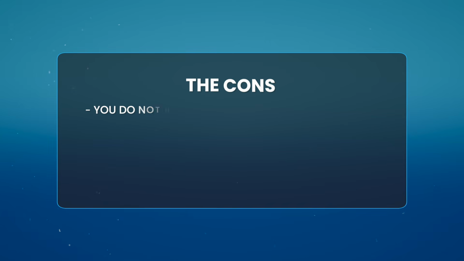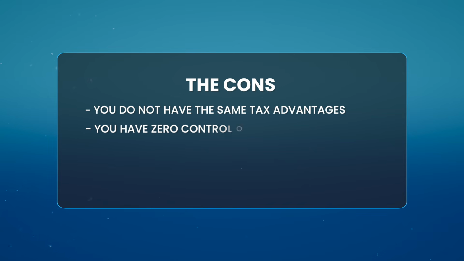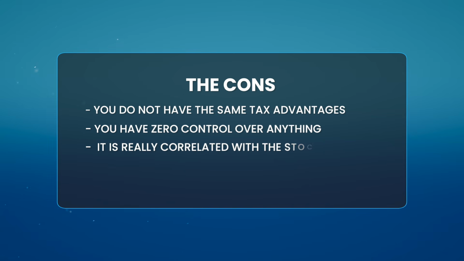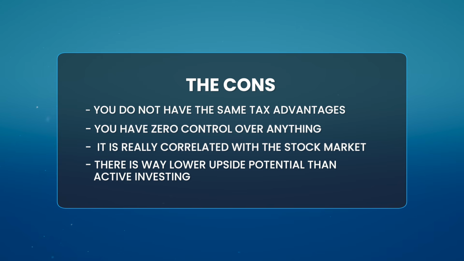The cons are you don't have the same tax advantages. You have zero control over literally anything. It's really correlated with the stock market, which is kind of like, why wouldn't you just invest into an index fund anyway? And there's way lower upside potential than active investing. Gonna put it in D tier.